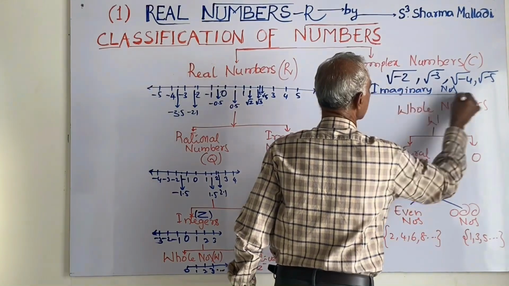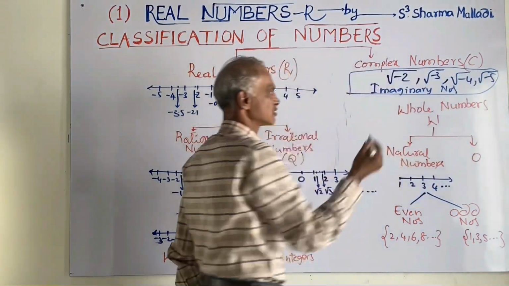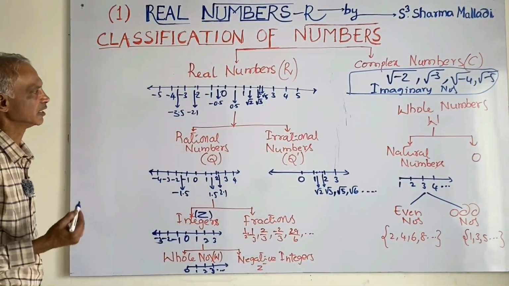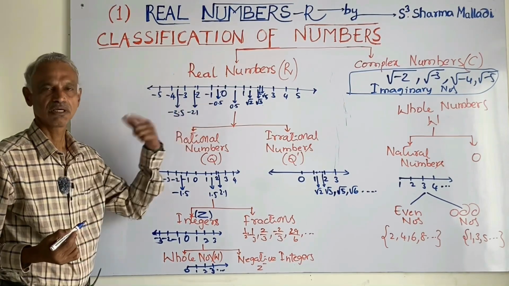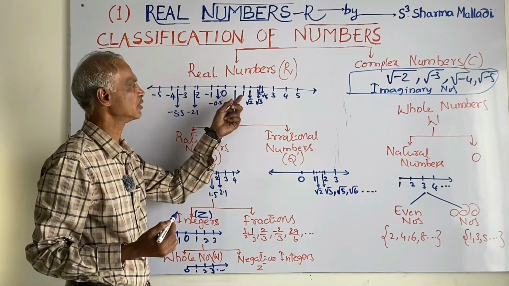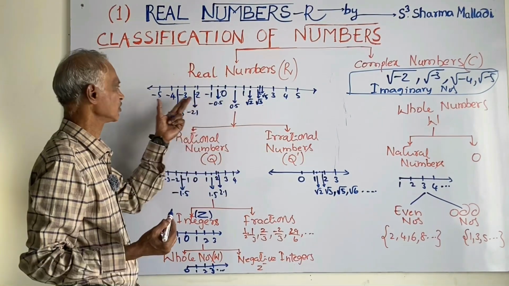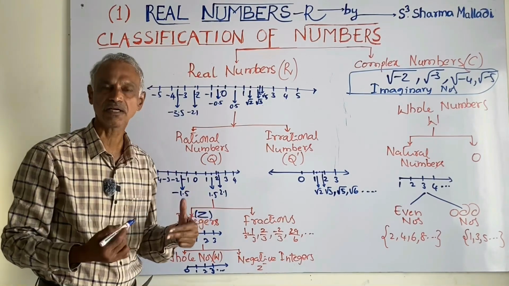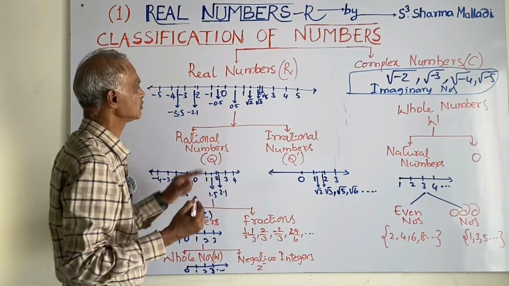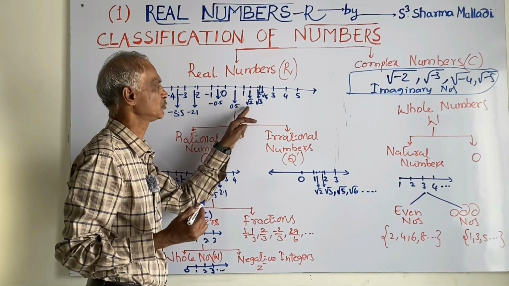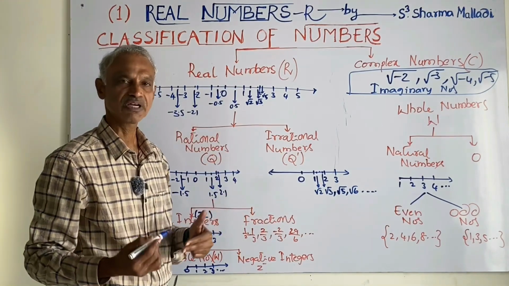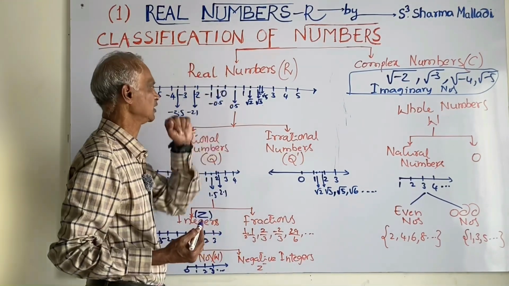These are imaginary numbers, complex numbers. Now real numbers. Real numbers means 0, 1, 2, 3, 4, 5, minus 1, minus 2. All these integers are real numbers. And also irrational numbers: root 2, root 3, root 4, root 5. All these numbers are real numbers.